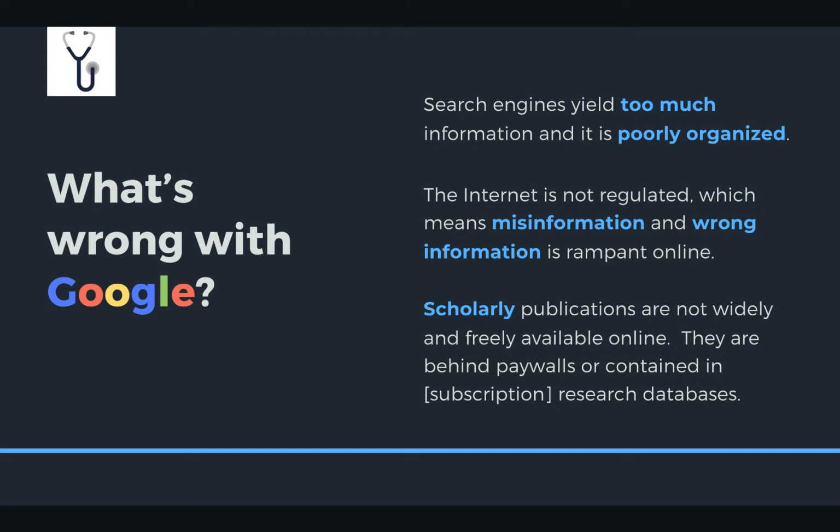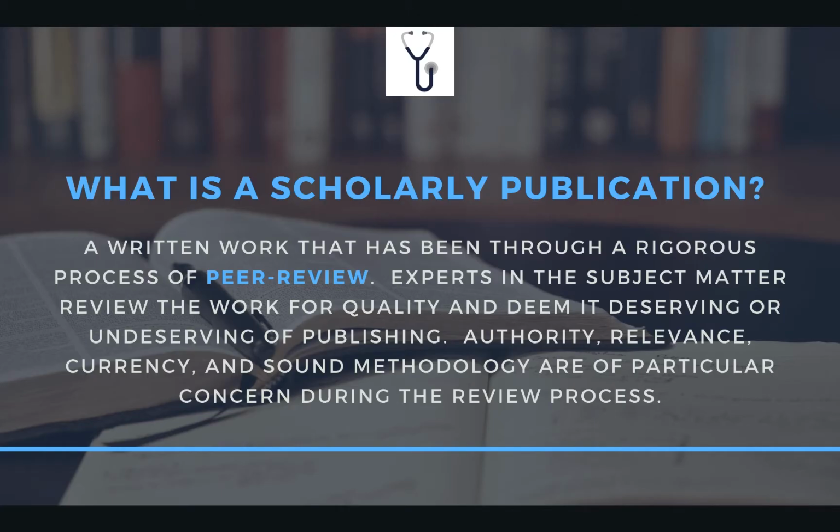I often have students ask me, what exactly is a scholarly publication? Scholarly publications are written works that have been through a rigorous process of peer review. Experts in the subject matter review the work for quality and determine if it is deserving or undeserving of publishing. When experts review the work, they are looking at authority, relevance, currency, and sound methodology of the work.